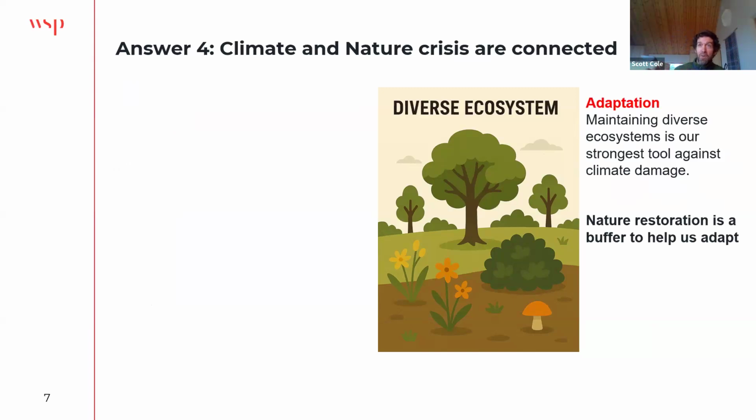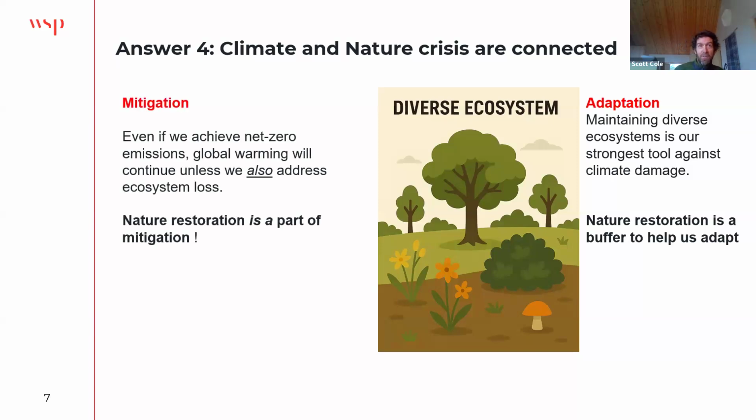From an adaptation point of view, maintaining diverse ecosystems is our strongest tool against continuing change. So nature restoration helps us develop that buffer. But from a mitigation point of view, I think it's important to say that even if we achieve our goal, even if we reduce all the way down to where we need to be, we're still going to have this kind of residual warming. And so nature restoration should also be seen as part of mitigation itself.